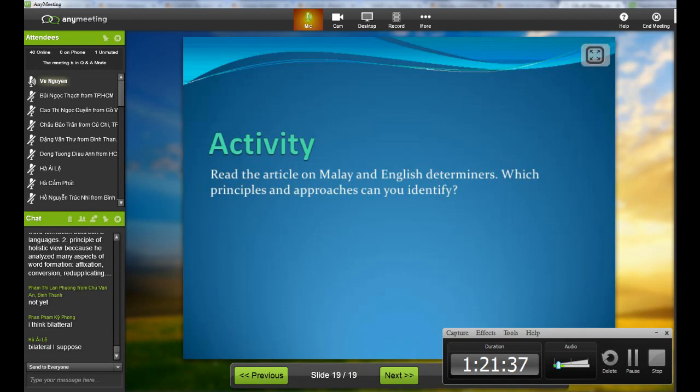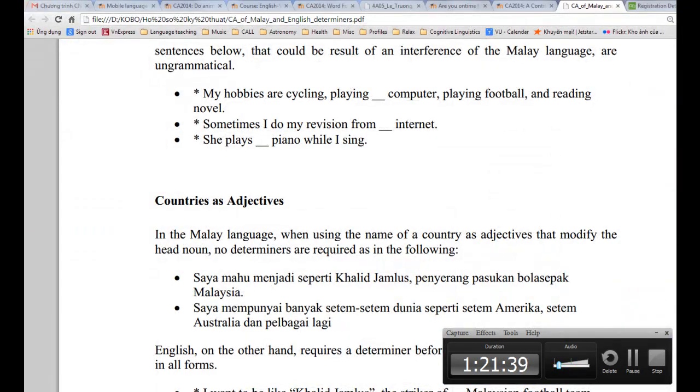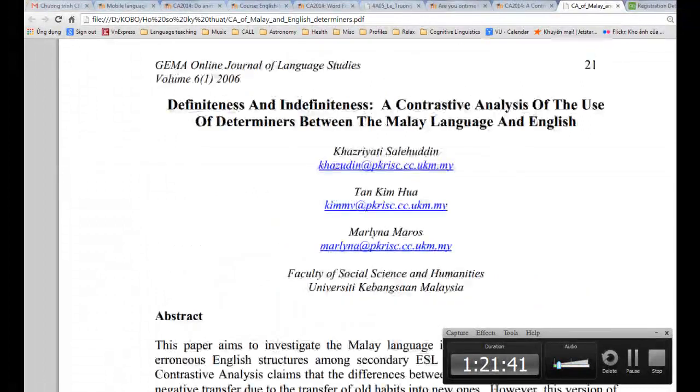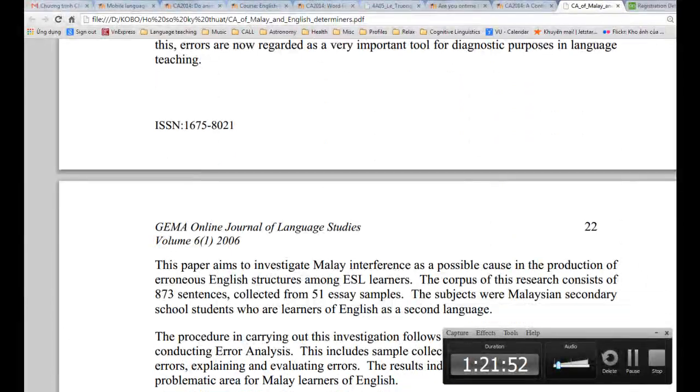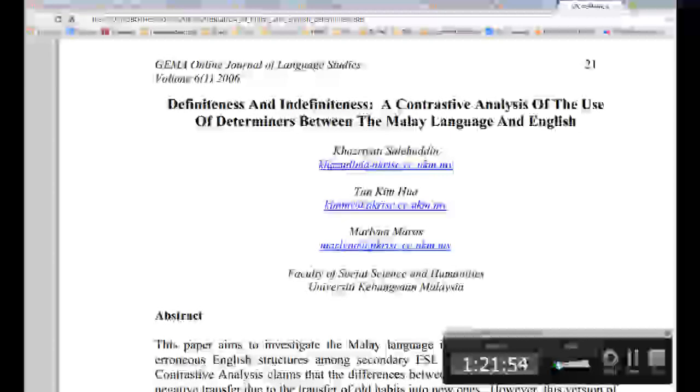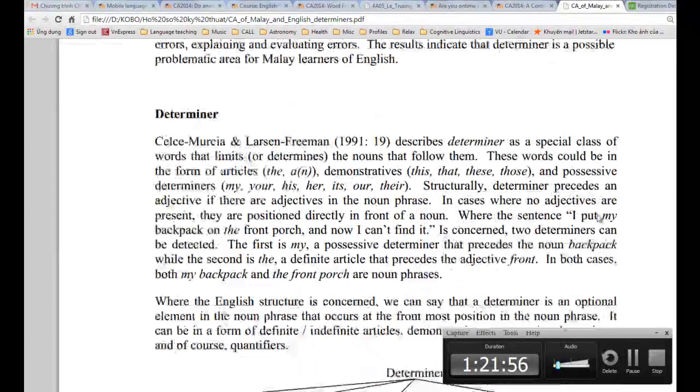We can tell that first by looking at the title: a contrastive analysis of the use of determiners between the Malay language and English. So, determiners in Malay and determiners in English.